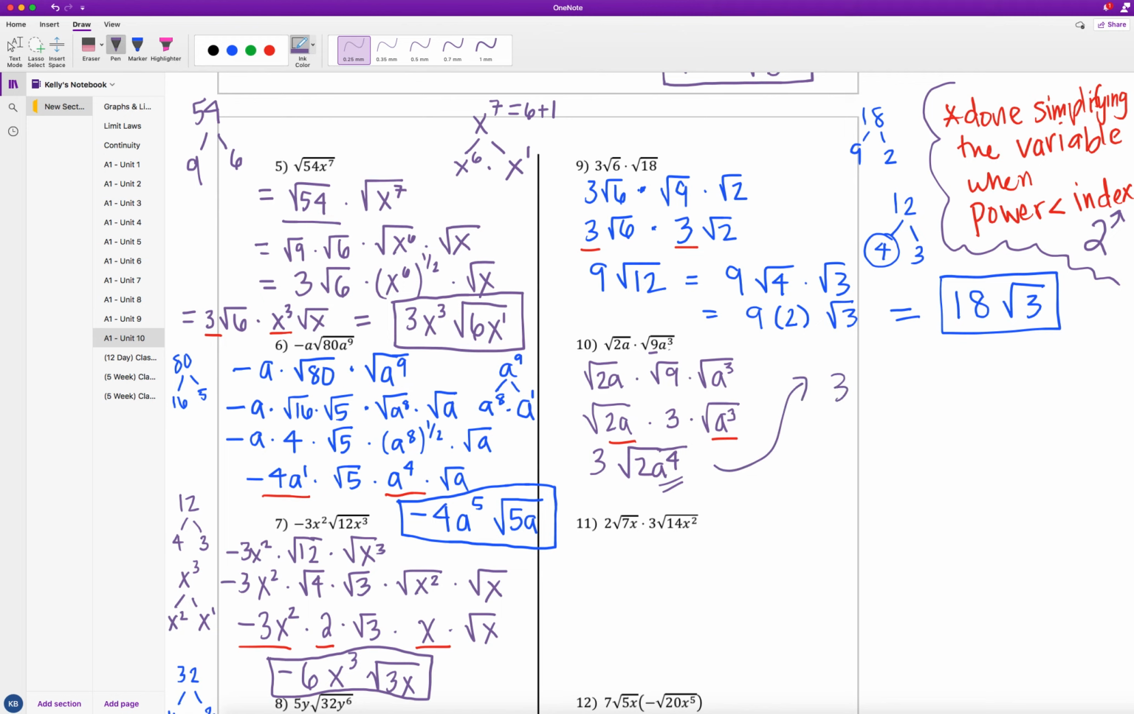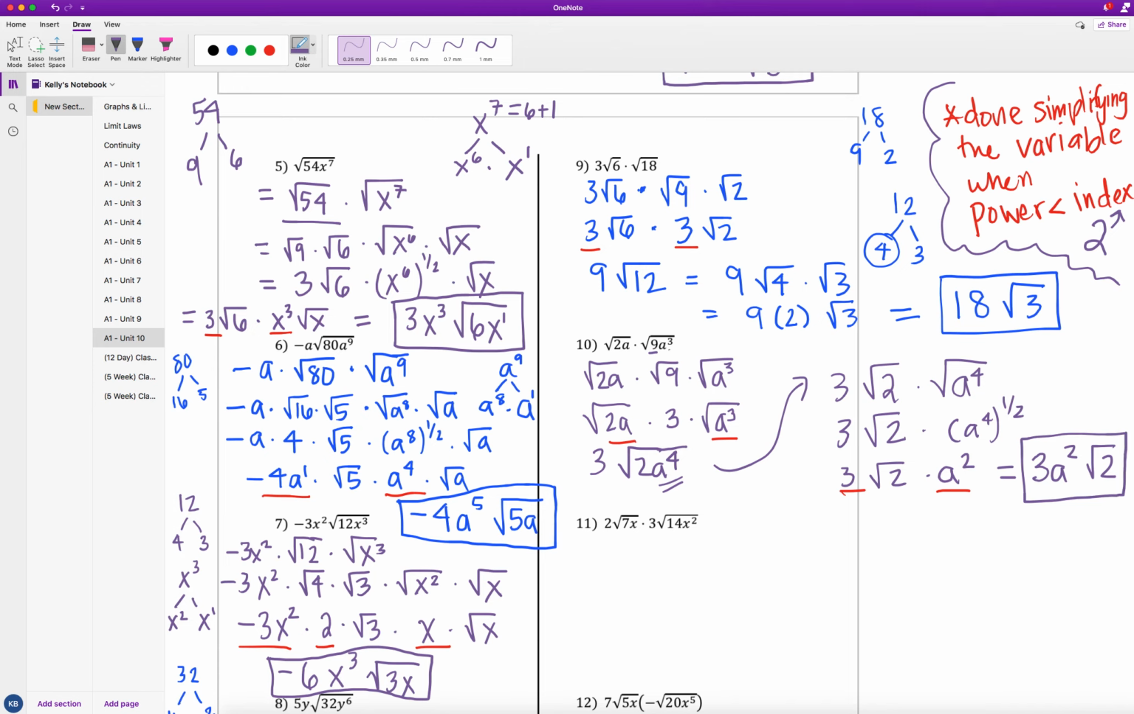When I break this apart, I still have the square root of 2. Then I end up with the square root of a to the fourth. Now when we were simplifying variables, we're looking to see if our power is divisible by our index. Is our power here of 4 divisible by our index of 2? In this case, they are. So I can rewrite this as a to the fourth to the 1/2. Multiplying those, we end up with a to the second. And our final step is just to combine stuff that is outside of the square roots together. So the 3 and the a squared to get 3a squared times the square root of 2. And that will be our final answer.